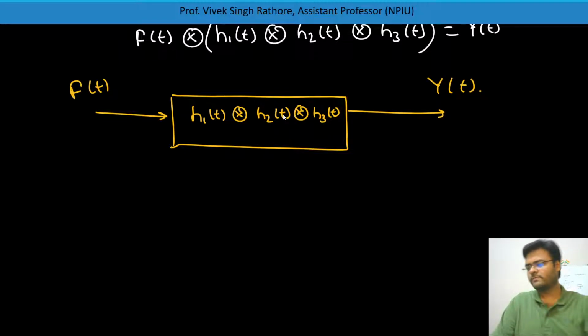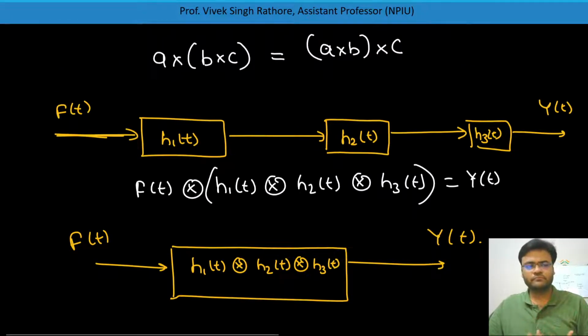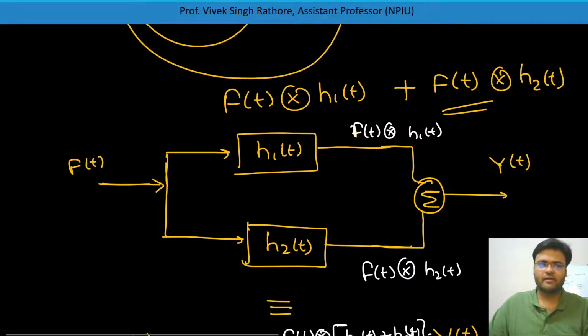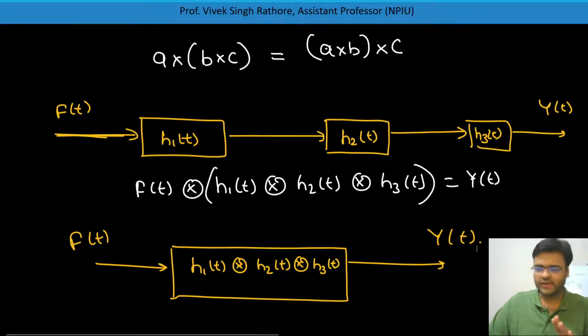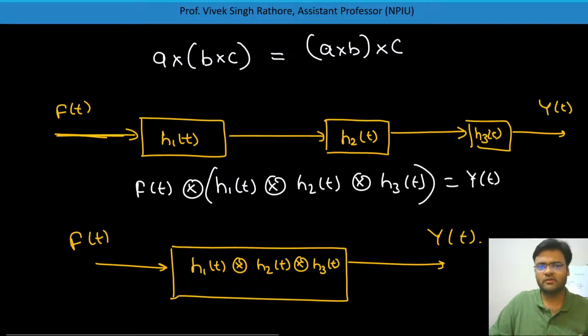So what does it conclude? Whenever any number of LTI systems are connected in cascade, they can all be combined into a single system whose impulse response is the convolution of all the individual responses. That is the simplest thing we can do.